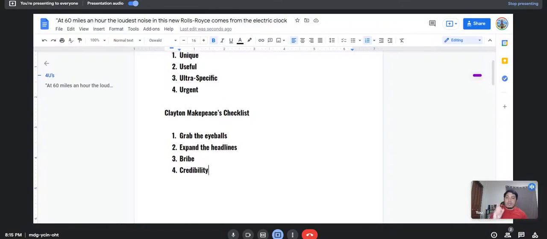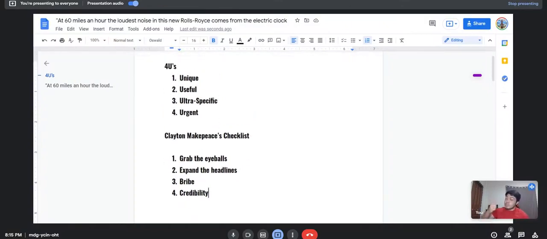Right? So we'll go back. The four U's, that's the first part you're going to look into, is the headline. It should be unique, it should be useful, it should be ultra specific and urgent. So you gotta remember those, guys. We're gonna look into that later on the ad. Number two is Clayton Makepeace checklist. It's grab the eyeballs, expand the headlines, bribe them to see it, and show credibility. Okay, so that's the two parts.